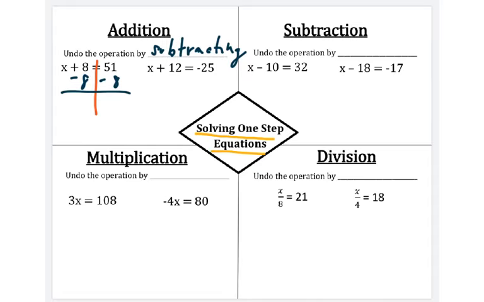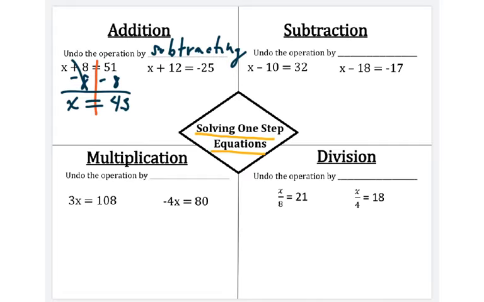That leaves me with an x on the left-hand side. 8 minus 8 is 0, so those cancel. And on the right side, we have a 51 minus 8, which is the answer, 43.